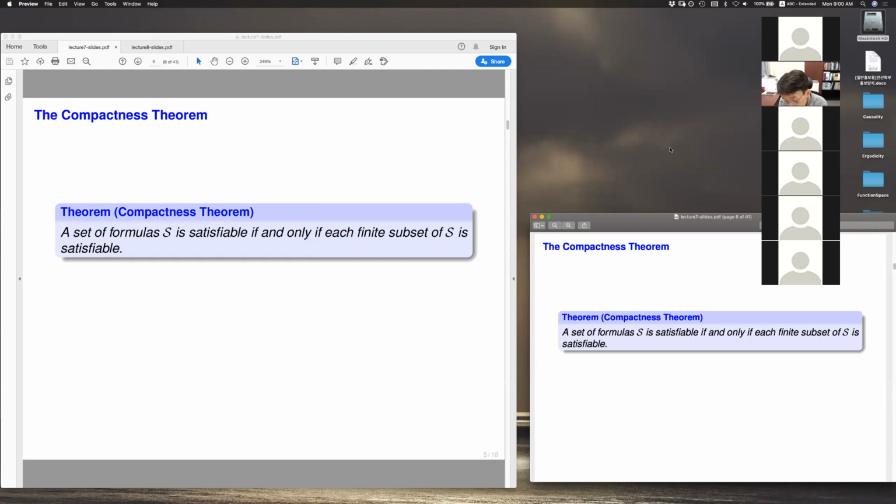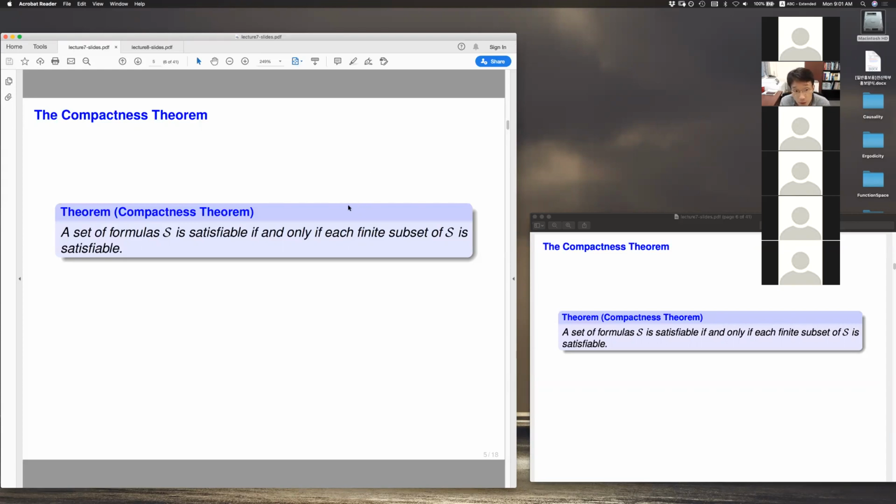A friend of mine who tried to connect topology and computer science said compactness is closely related to computability in computer science. Okay, so let's talk about this a little bit more.